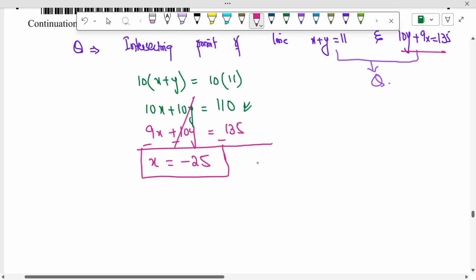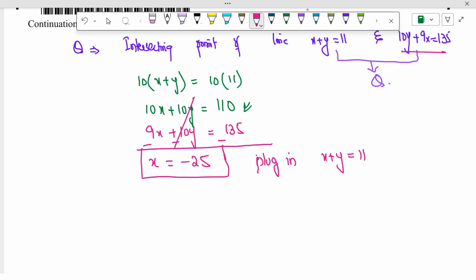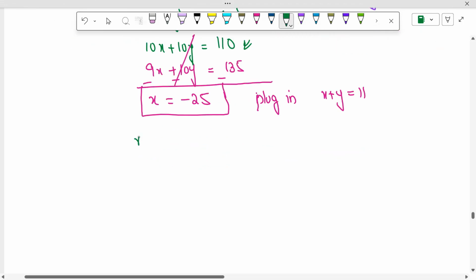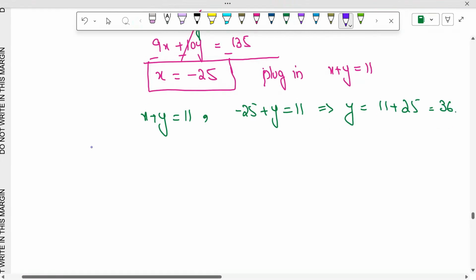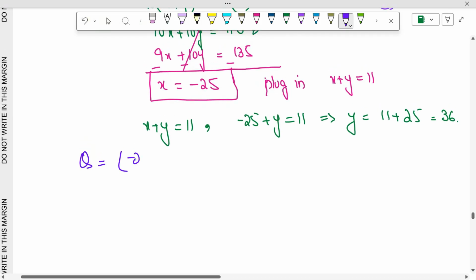Plug this value of x into x plus y equals 11 to find the y coordinate. So x plus y equals 11. So x is negative 25 plus y equals 11. So y equals 11 plus 25, which is 36. So point Q has x coordinate negative 25 and y coordinate 36.